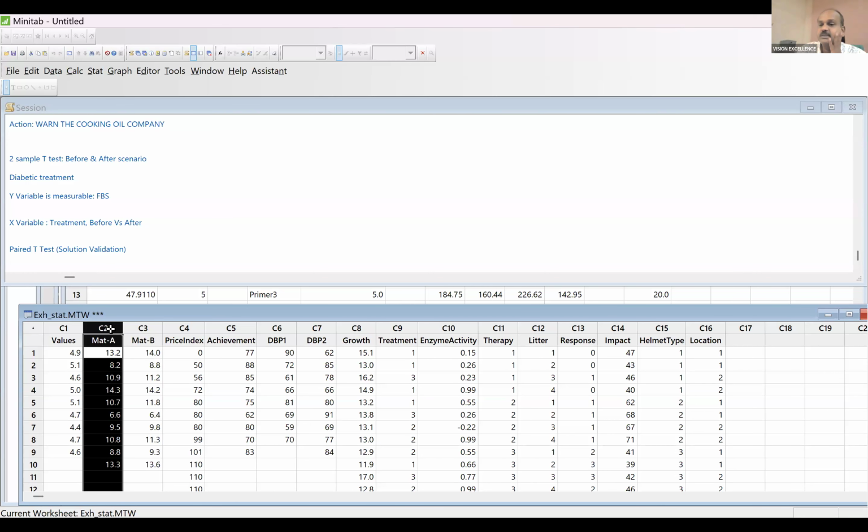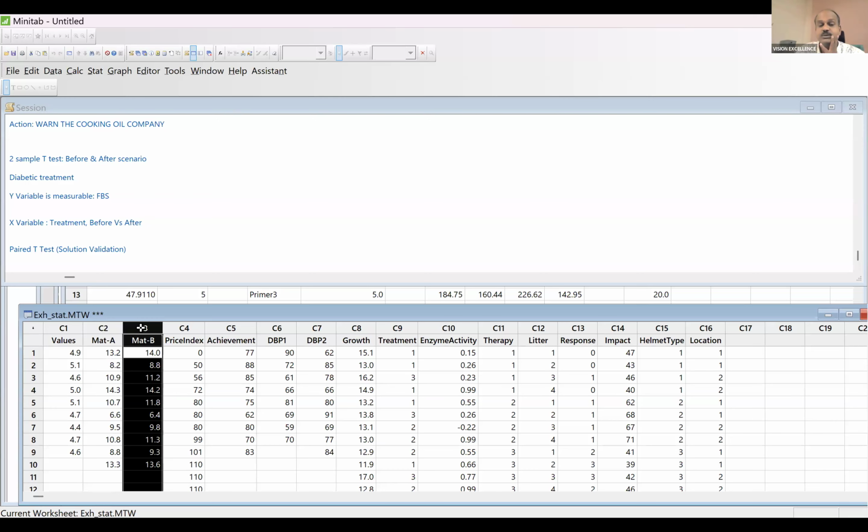That means the sole is now modified. Earlier A was used, now B was used. This is before, this is after. We want to understand whether there is a significant difference in the wear rate. Can I do a paired t-test here? Yes, sir.